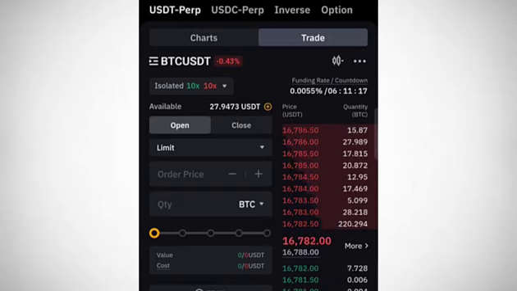Then the first thing you are going to notice at the top of this application is USDT perpetual and USDC perpetual. USDT is a stable coin and USDC is a stable coin. So this option is for those who are using USDT and for those who are using USDC. In our case, we are using USDT. We don't need USDC perpetual, so you don't need to be worried about that.